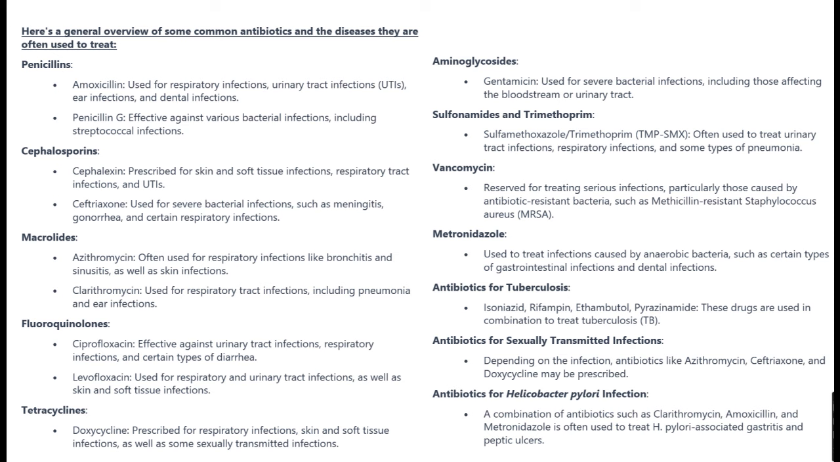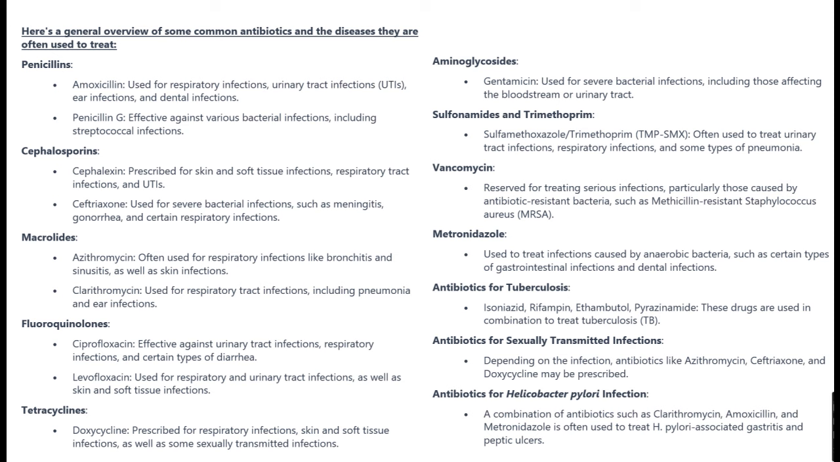2. Cephalosporins. Cephalexin, prescribed for skin and soft tissue infections, respiratory tract infections, and UTIs. Ceftriaxone, used for severe bacterial infections, such as meningitis, gonorrhea, and certain respiratory infections.